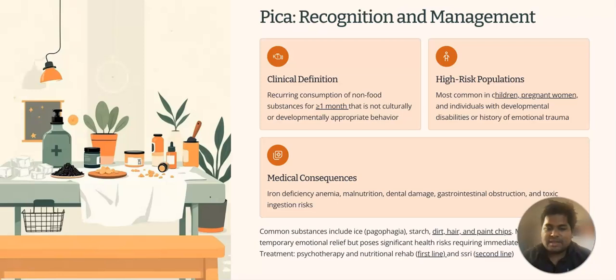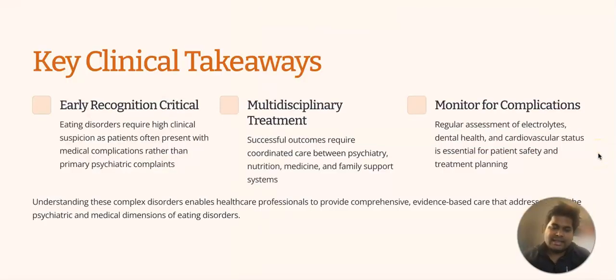And the treatment is always psychotherapy and nutritional rehabilitation. These two must be the frontline management plan, where counseling and nutritional rehabilitation will be done. If there is iron deficiency, try to manage that, and in the second line, we go with SSRIs.